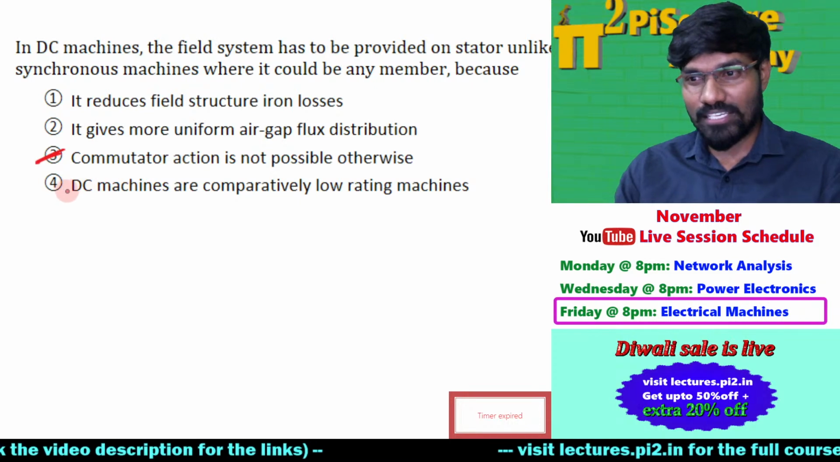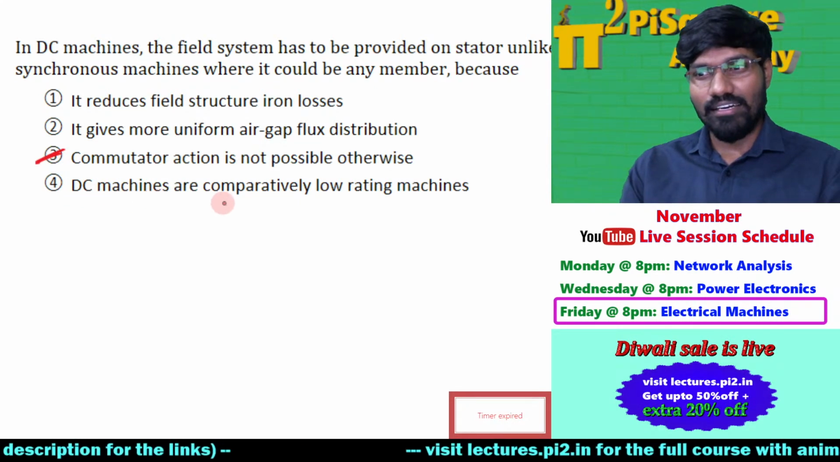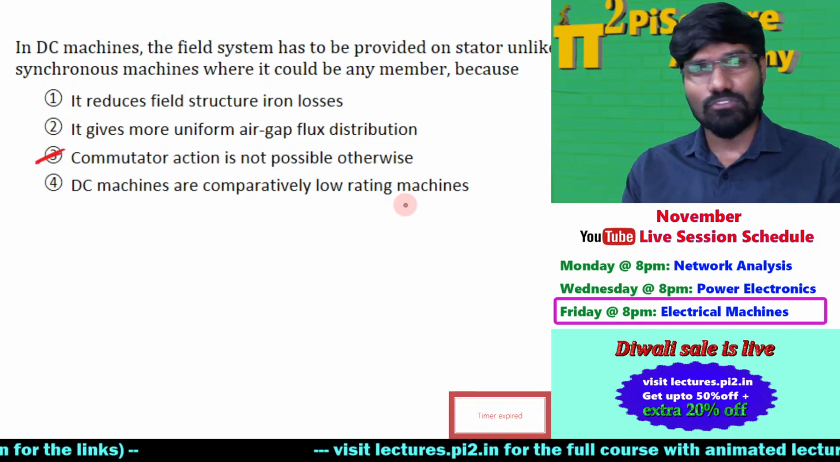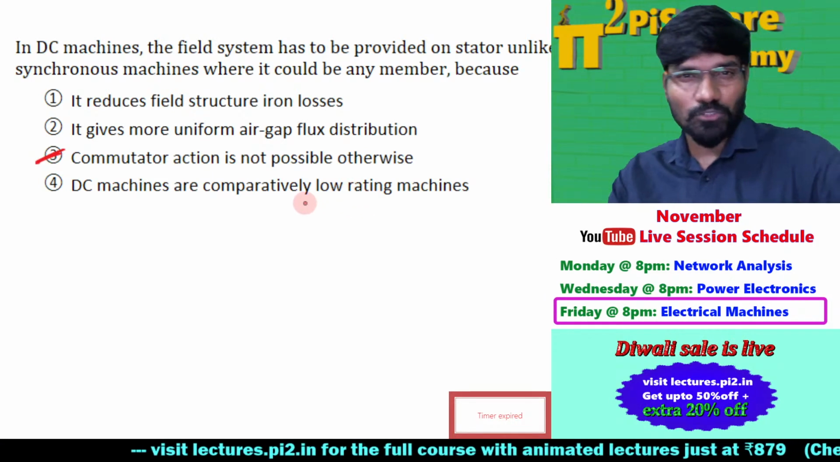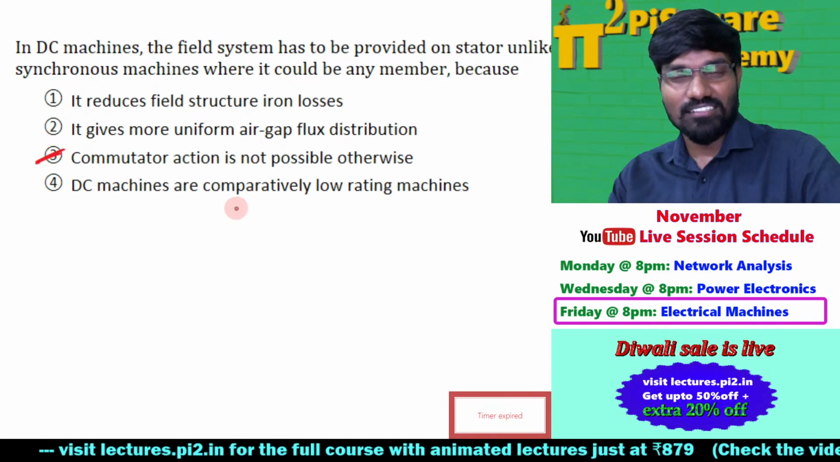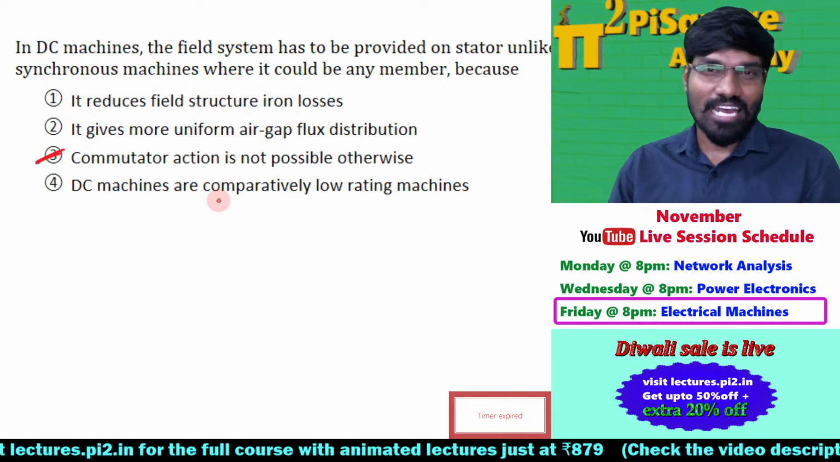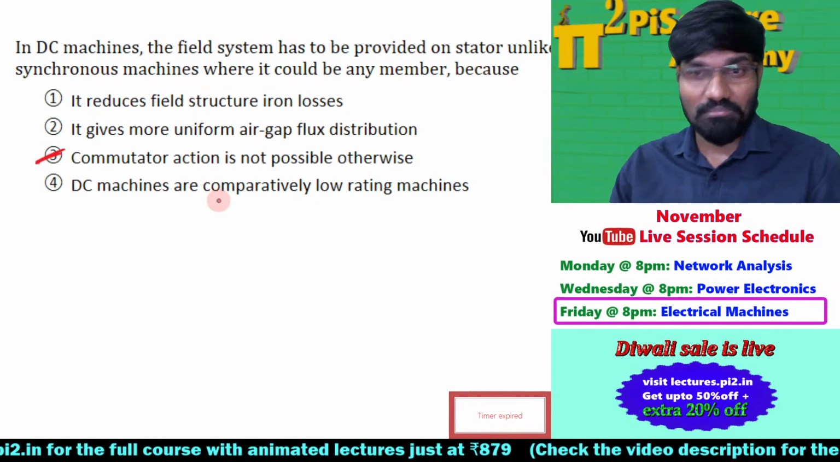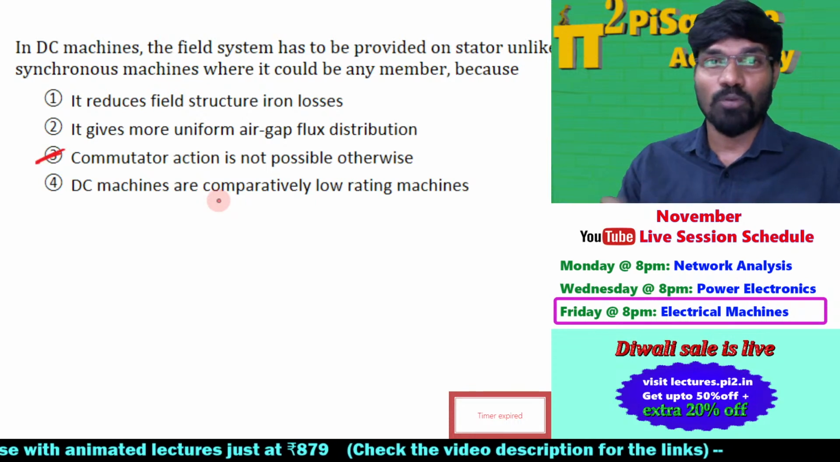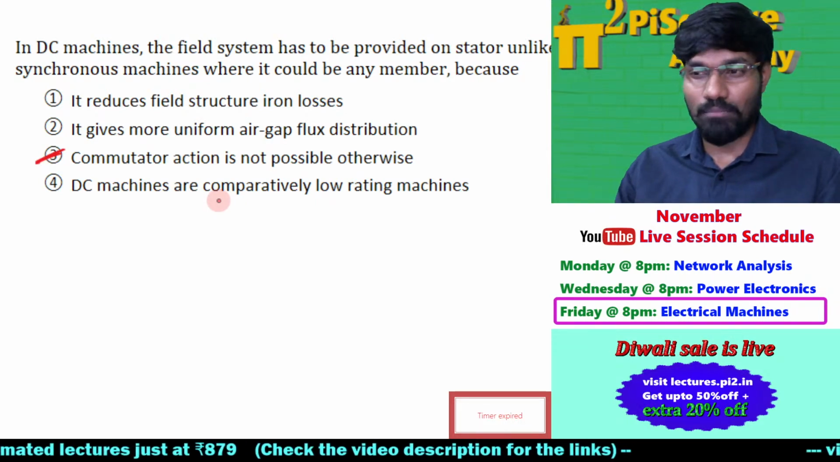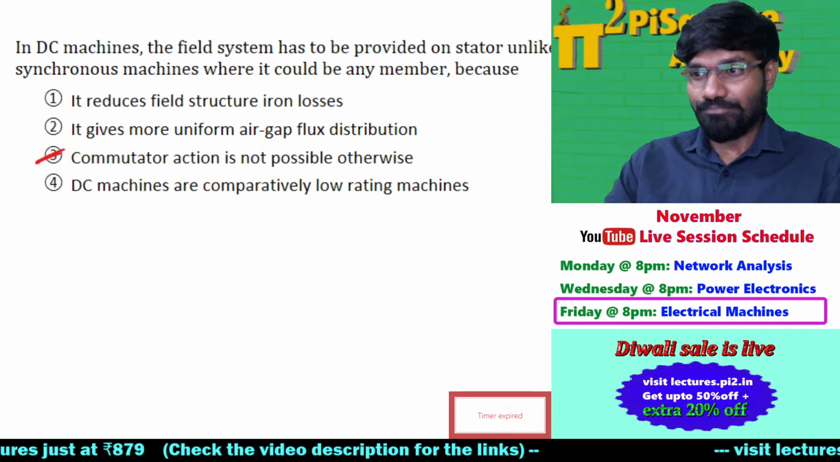Some people are saying 4, that DC machines are comparatively low rating machines. So what? It can be anything. We can have a small motor, we can have a big motor. It's not necessarily small motors. No, it can be small, it can be big.